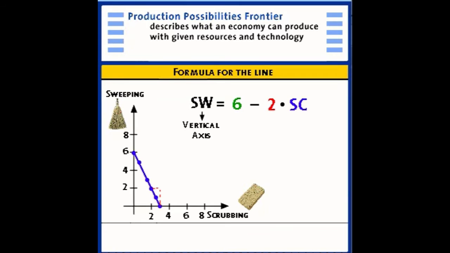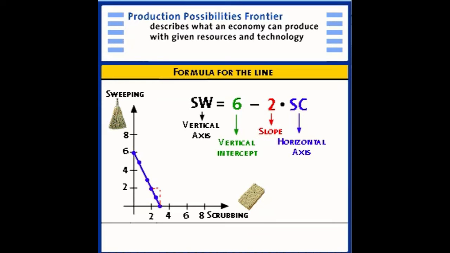6 rooms swept. This is the maximum number of rooms that Bernie can sweep if he spends a full hour sweeping, minus the slope of the line, which in this case is 2, multiplied by the horizontal axis variable. The horizontal axis variable is scrubbing. So here's the formula for the line: intercept minus slope times x-axis variable.